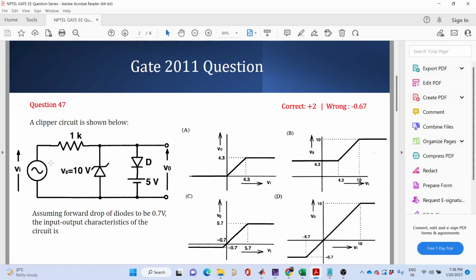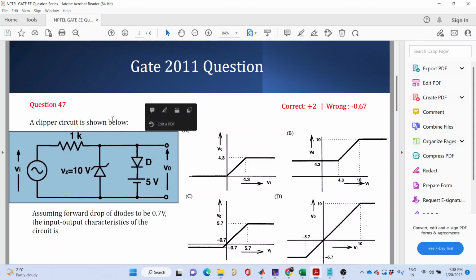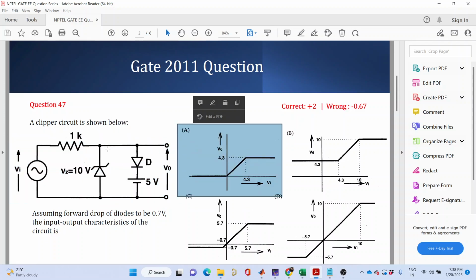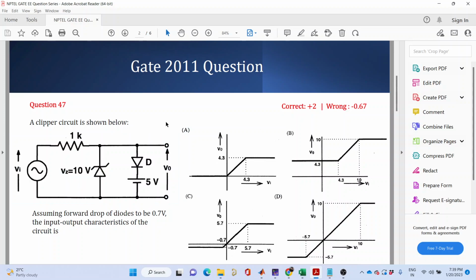So even if you increase VI beyond 5.7 volt, this diode D would still be forward biased, correct? If this diode D is forward biased, this point is clamped at 5.7 volt. That is, the potential at this point cannot go beyond 5.7 volt. So the Zener will never go into breakdown region and would not be able to maintain 10 volt across these terminals at any point in time. Agree with me, everybody?